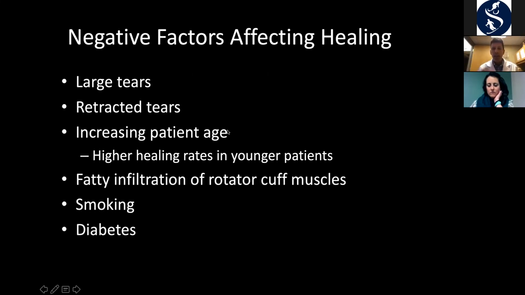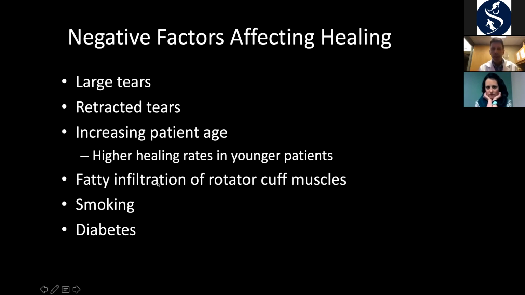Increasing age. And again, that gets back to these tendons aren't the tendons that you or I had when we were 20 years old. And they've seen some wear and tear change. It's like a frayed rope. It's not that nice rope we had when we were 20 years old. And so the biology, the healing environment is not as good when we're 80 as when we're 20.